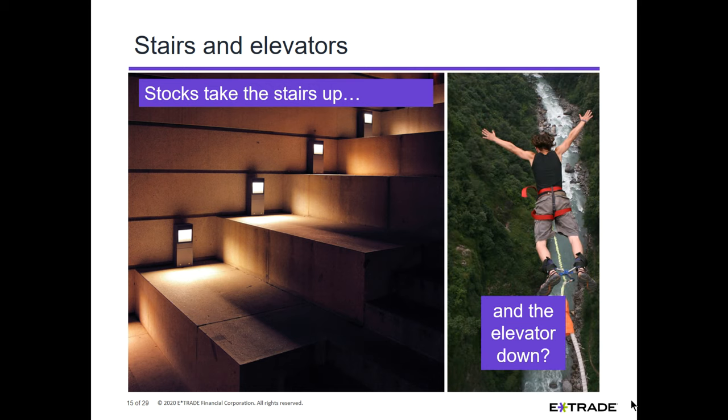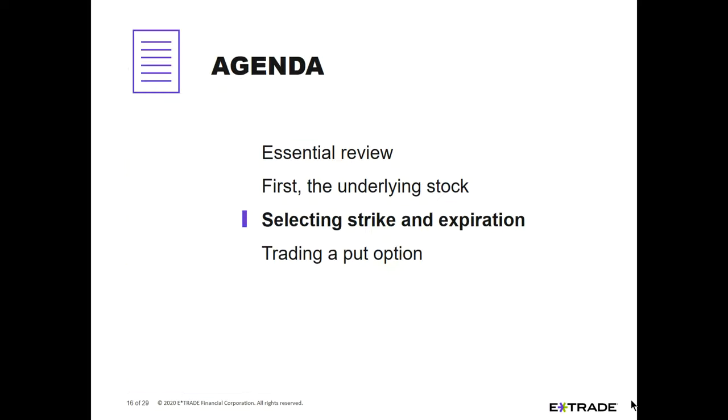Or is it really more like this? Well, the point is, and you can see this on a stock chart, that the angle of ascent when a stock is moving up is typically gentler than the angle of descent when a stock declines. Stocks tend to decline faster than they rise. So for a put buyer, this sets up an important situation.